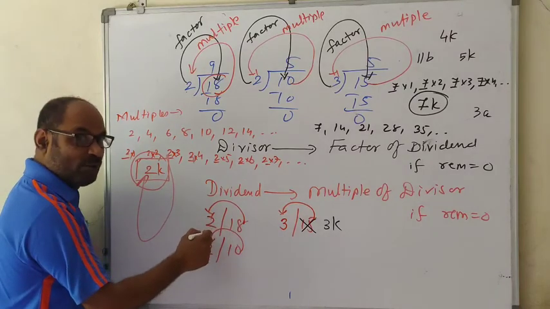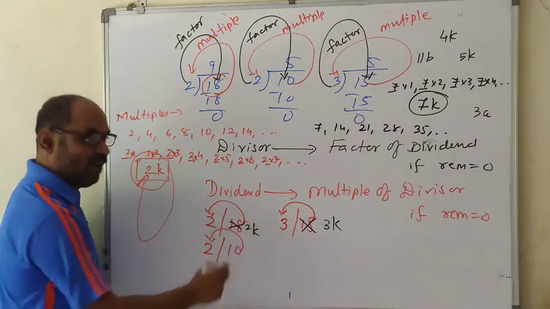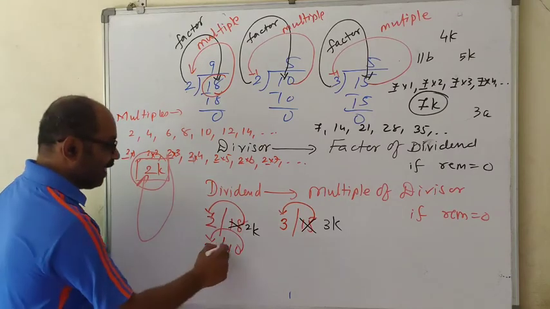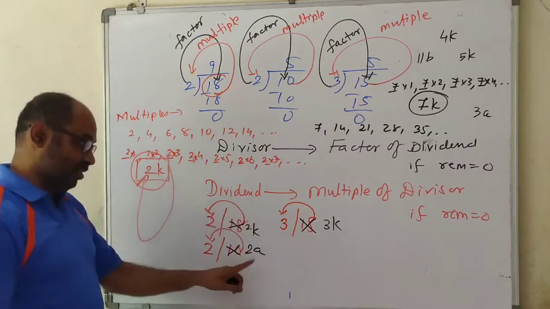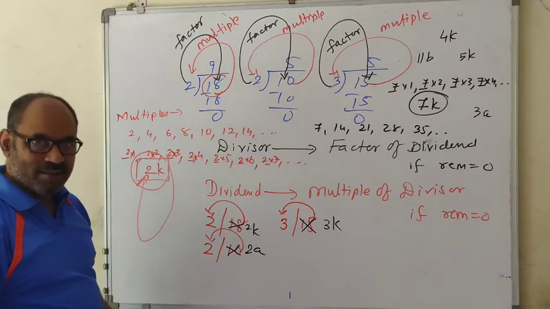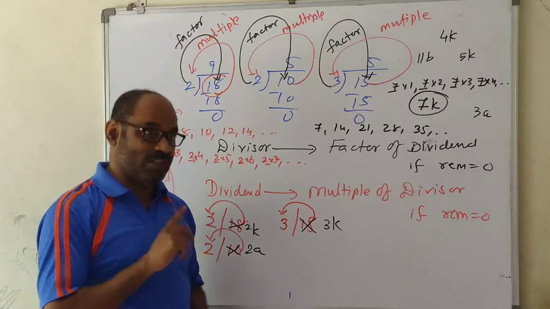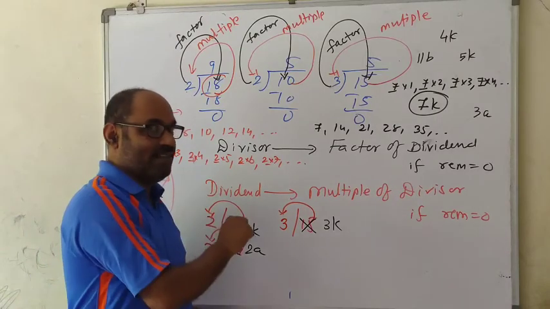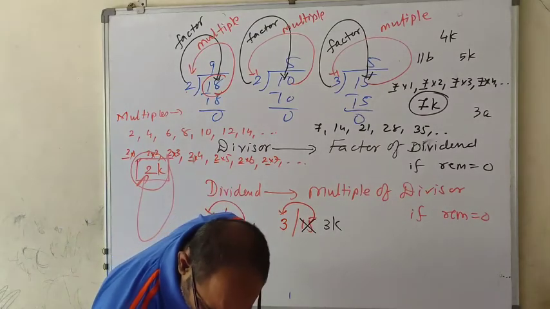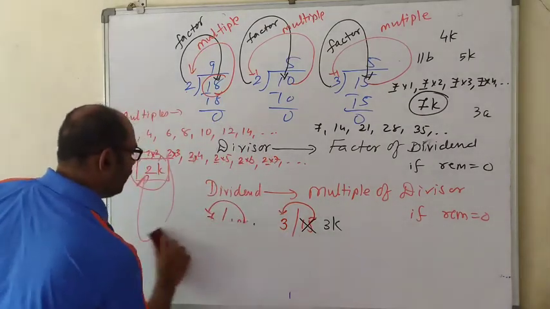18 is a multiple of 2, so for 18 I can say 2k. 10 is a multiple of 2, so for 10 I may say 2a, because 2a is a multiple of 2. Are you getting me? So this concept also would be required. If you understand this well, you will understand that thing also very well, children. Please pay attention.